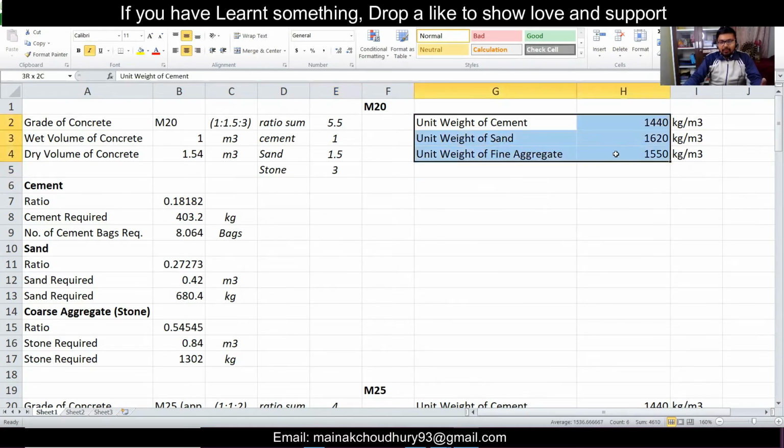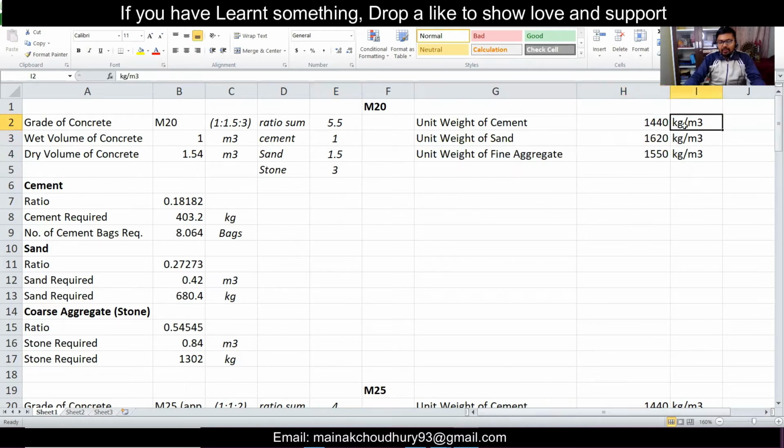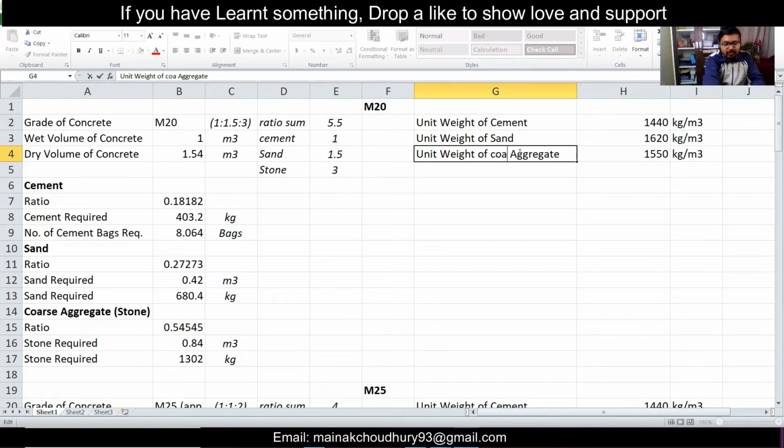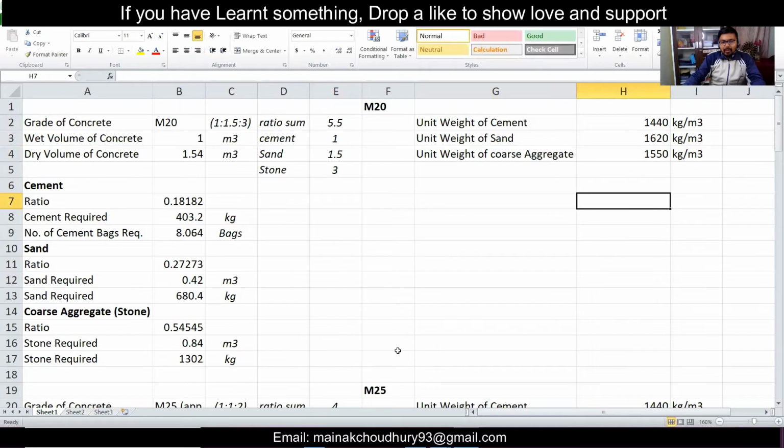The unit weight of cement is 1440 kg per meter cube. Unit weight of sand is 1620 kg per meter cube, and the unit weight of coarse aggregate is 1550 kg per meter cube.